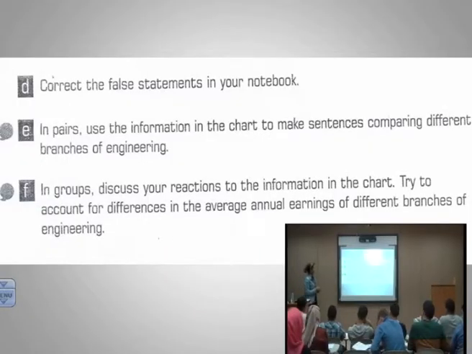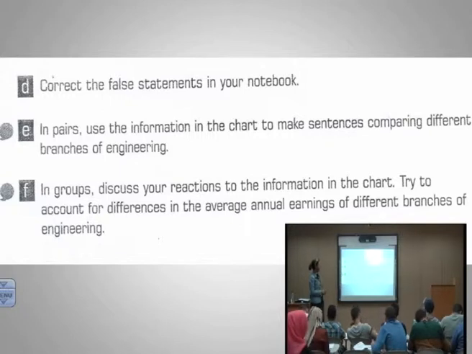قلنا correct the false statements in your notebook. مش مشكلة مش قضية. But you keep attention to slightly, earn بمعنى gain, earn, gain مش ننساها في الامتحان. Yes, okay. Obtain, yeah. In pairs, use the information in the chart to make sentences comparing. Comparing is so important word. So you compare.